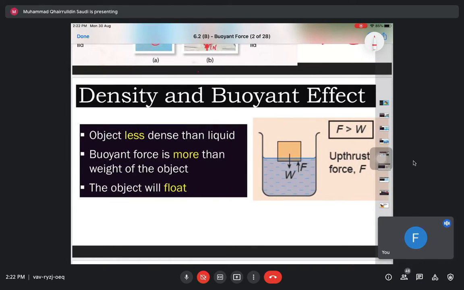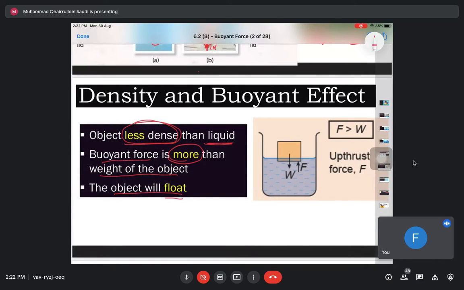Next one. Now we are going to talk about density and buoyant effects. We have learned about density before. An object that is less dense than water will float on water, while an object that is denser than water will sink in water. Now we are going to relate it with buoyant effect as well. Why does an object less dense than a liquid float? Because the buoyant force is more than the weight of the object. So the object will float.